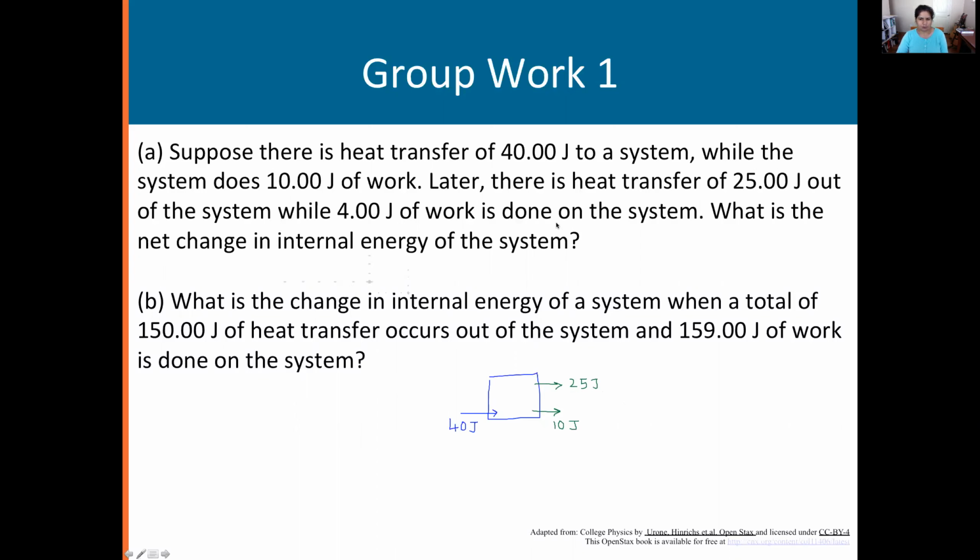While 4 joules of work is done on the system. So 4 more joules of work is done on the system. These arrows are not to scale, obviously. What is the net change in internal energy of the system? Now I just need to sum this up.